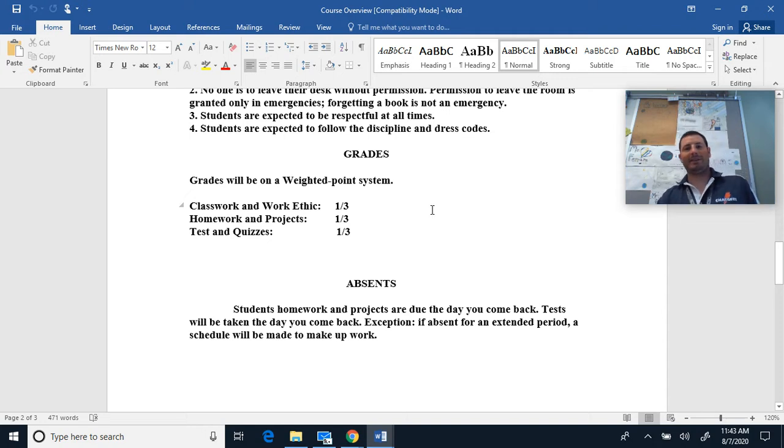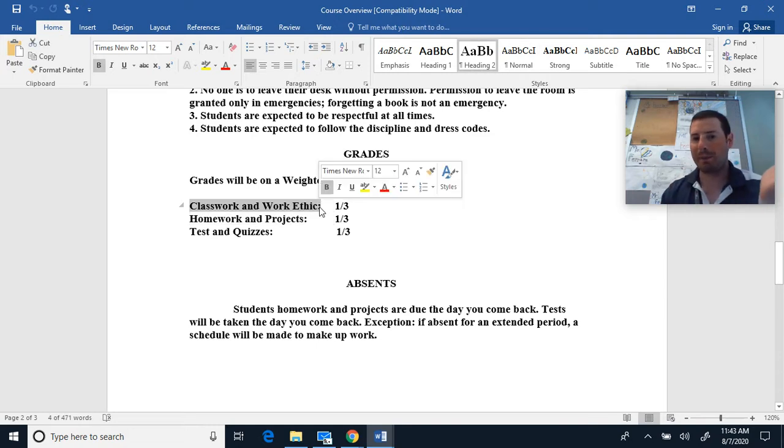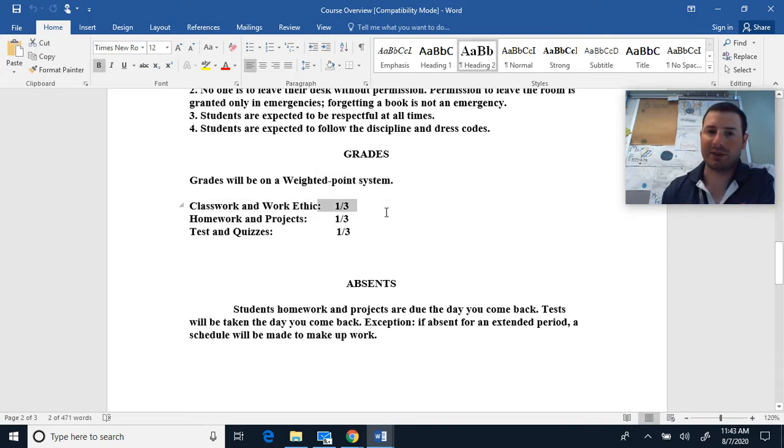Grade system. Now, this does affect you, so you've got to make sure. In my course, you're going to be doing a warm-up every day. That's going to be 1/3 of your grade. You're also going to be doing notes as well. That's going to be 1/3 of your overall grade. So 1/3 of your grade will be notes that you do.